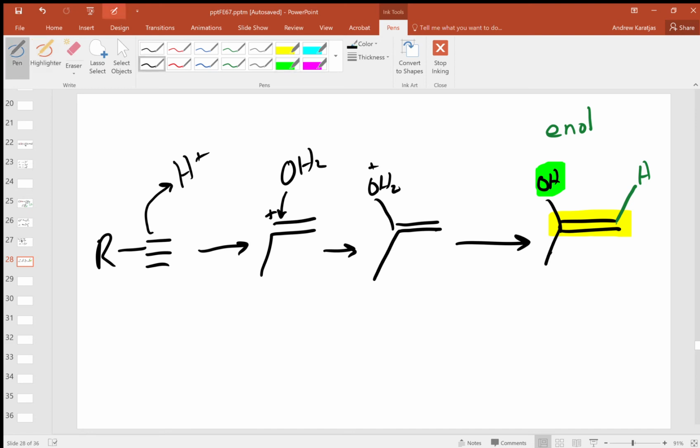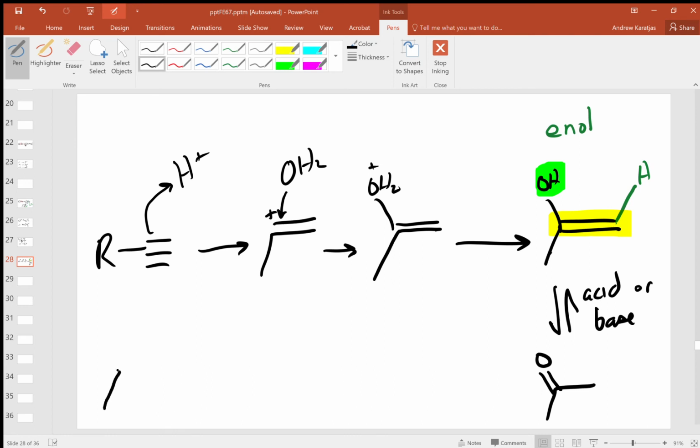And if you have either acid or base present, you have an equilibrium between the enol and its carbonyl. And in most cases, the carbonyl is more stable. And so very often that equilibrium will end up favoring the carbonyl.